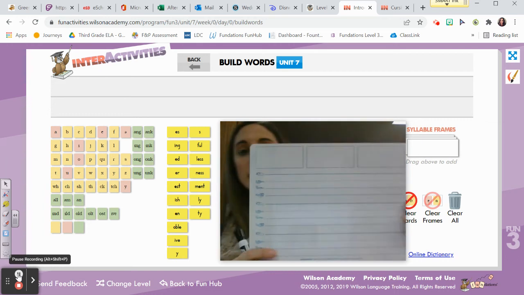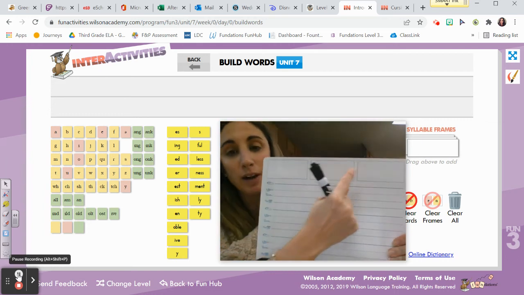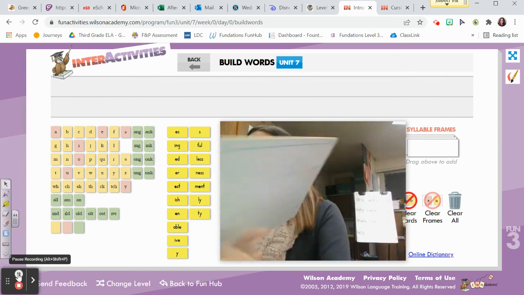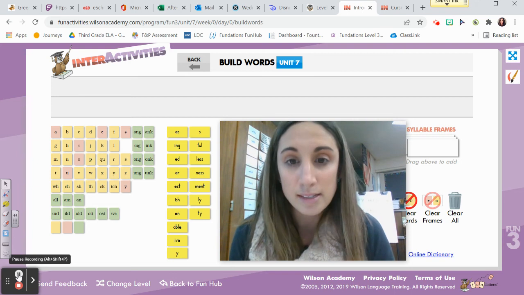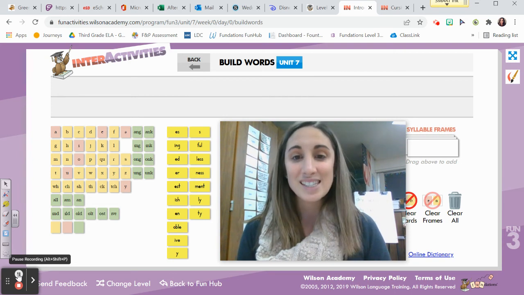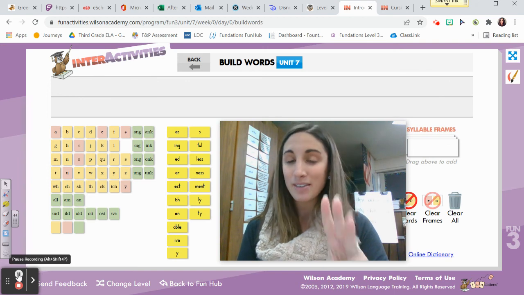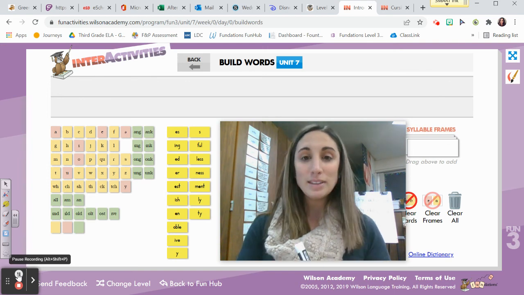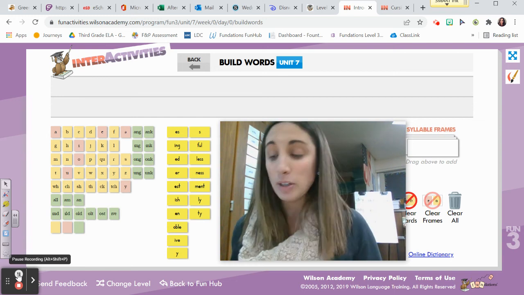The first thing I'm going to dictate is 3 sounds. So you're going to use these 3 rectangles at the top of your slate. The first sound is Z. Say it. Z. 3 things now. This is a new concept in Unit 7. 3 things. Write them down. Go. All right, let's see how you did.